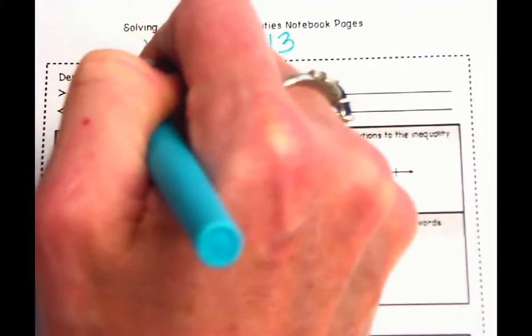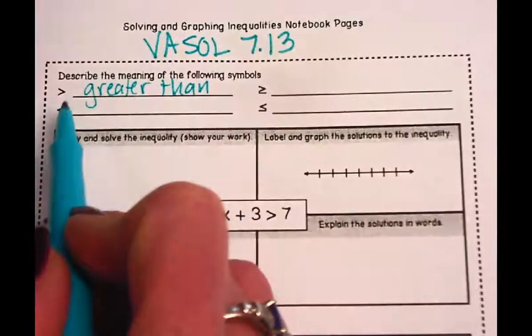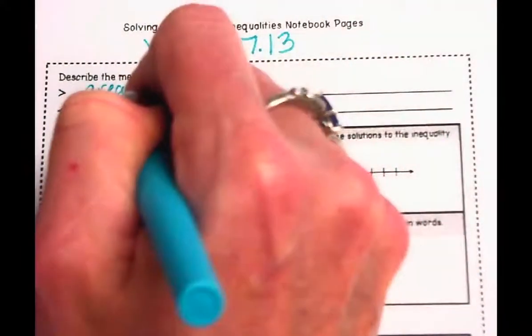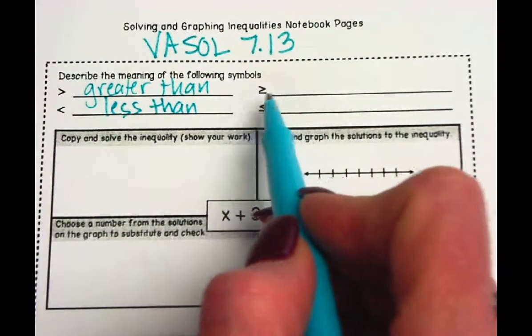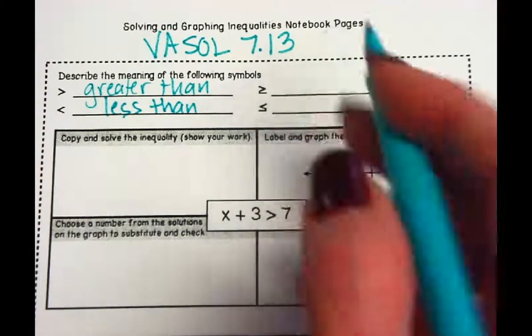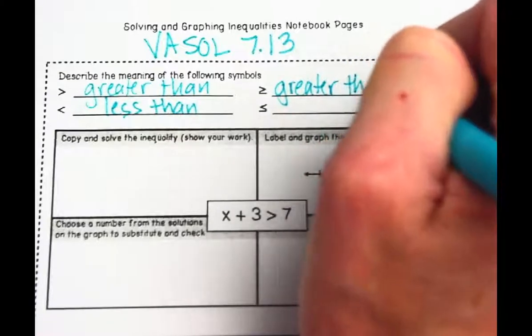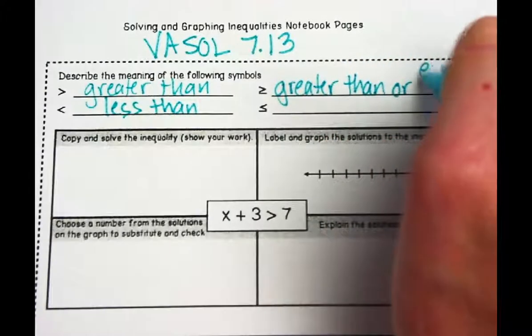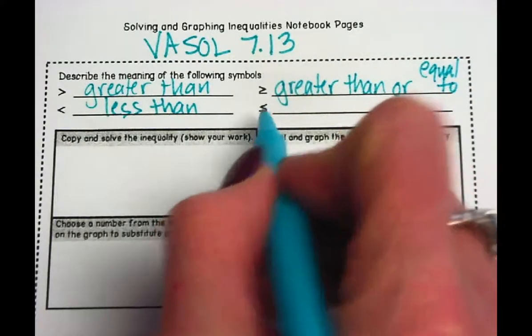This sign here means greater than. This other sign means less than. Over here on the right, we have kind of like an equal sign underneath the greater than sign. So this is greater than or equal to. And then this one, same thing, but it's less than or equal to.